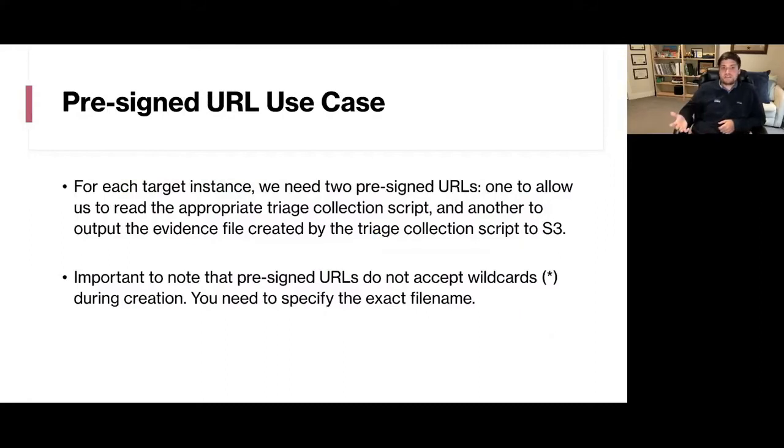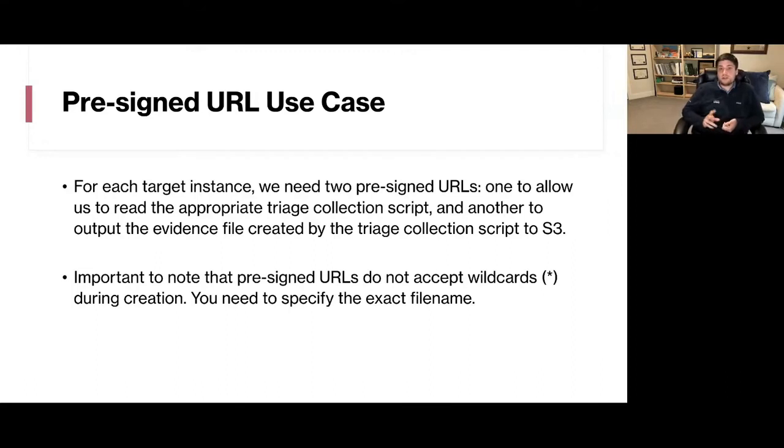Now, in our specific triage collection workflow, I want to be very clear how we're using pre-signed URLs. For each target instance, we're going to need two pre-signed URLs. I touched on this briefly earlier, but that's because when you create a pre-signed URL, you need to specify a method. Is it a GET request, so are we reading a file? Or is it a PUT request, or are we writing a file? Can't do both. And they don't accept wildcards. I'll get to that in a second.